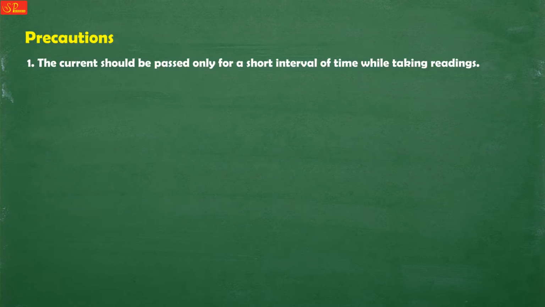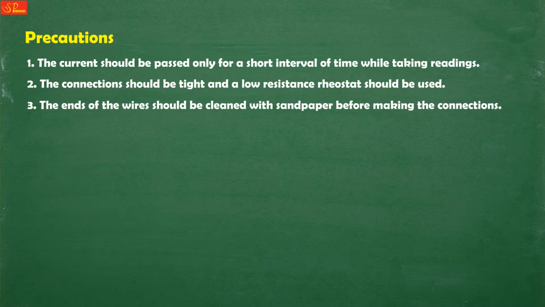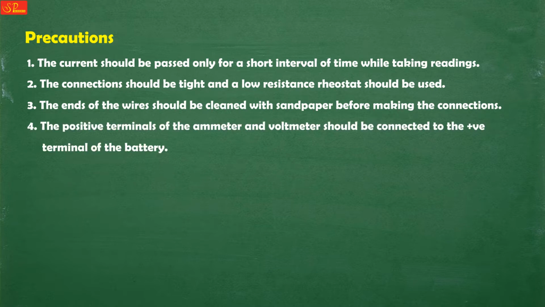Precautions. The current should be passed only for a short interval of time while taking readings. The connections should be tight and a low resistance rheostat should be used. The ends of the wires should be cleaned with sandpaper before making the connections. The positive terminals of the ammeter and voltmeter should be connected to the positive terminal of the battery. Plug out the key when circuit is not in use.